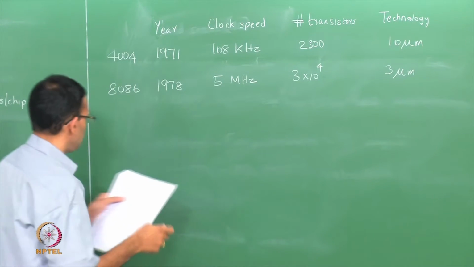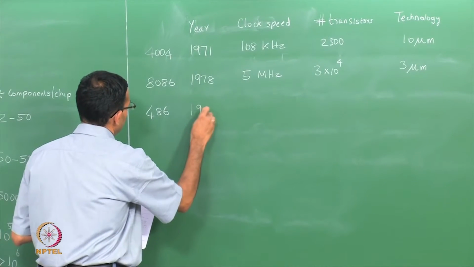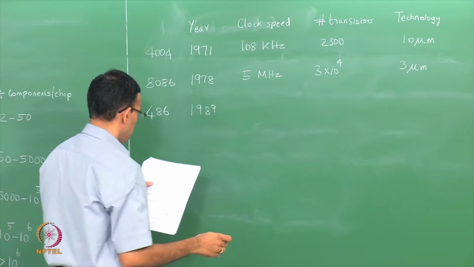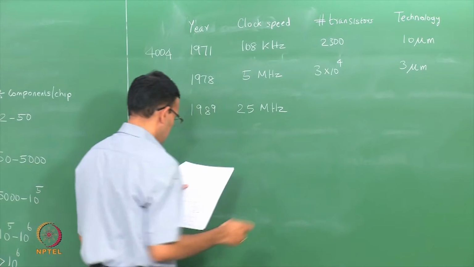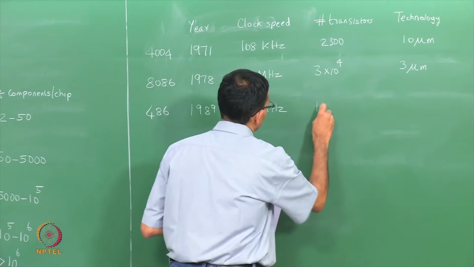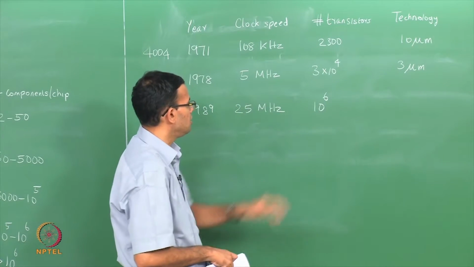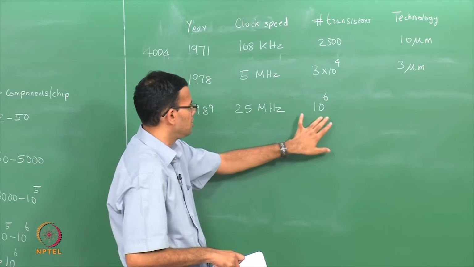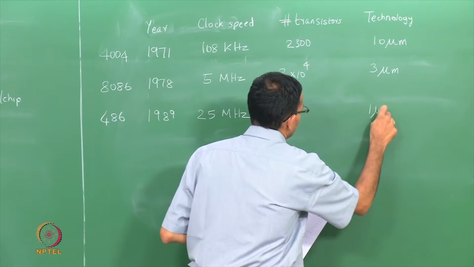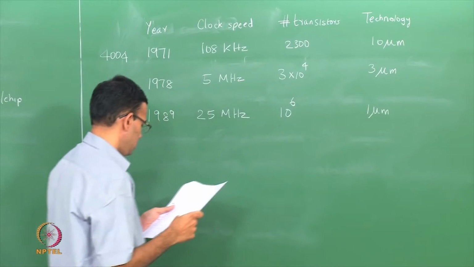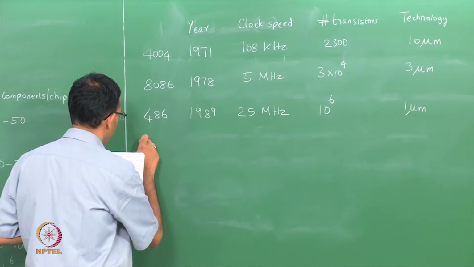Let us jump another 10 years. So, you look at 486, this is 1989. Clock speed is 25 megahertz. The number of transistors is 10 to the 6. So, if you started with a medium scale integration, then you went to a large scale integration, and already you are at your ultra large scale integration, and the technology is 1 micrometer. Then in 2000 you have the Pentium 4.